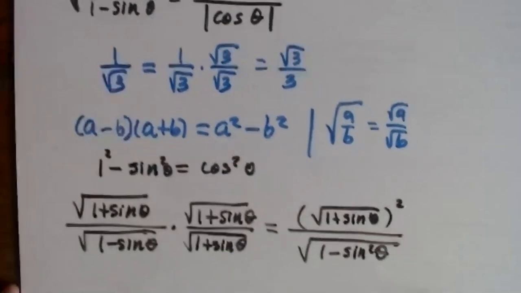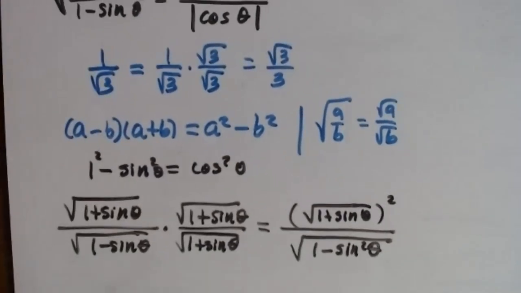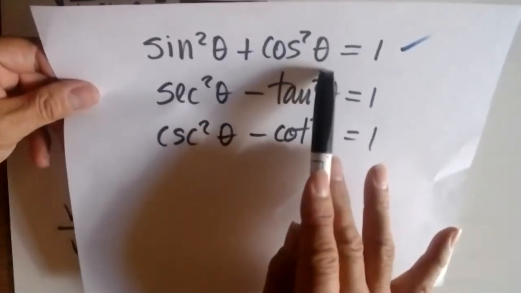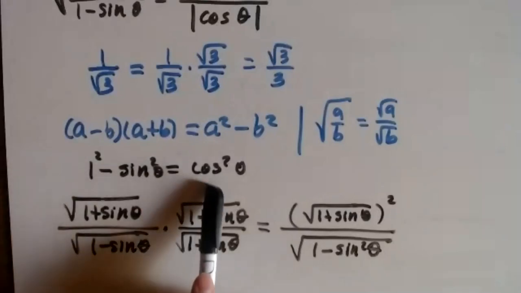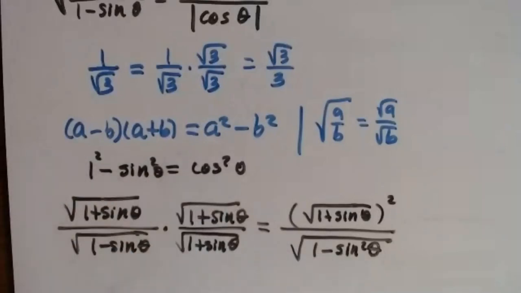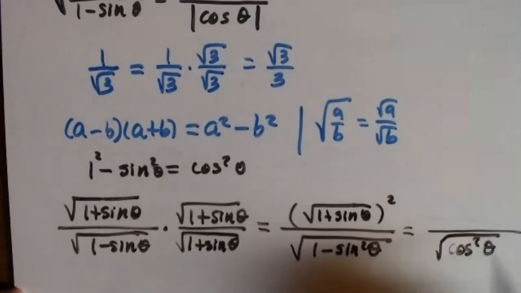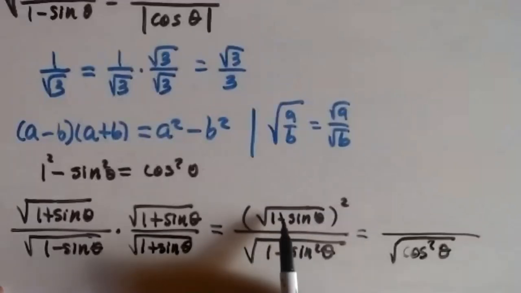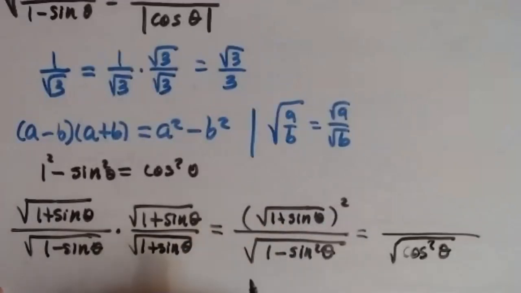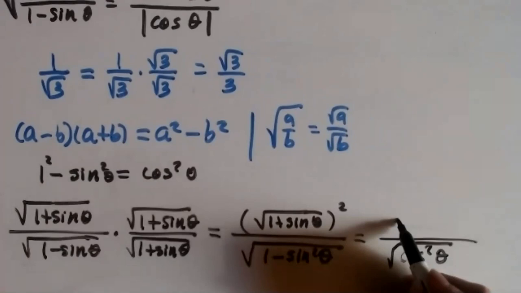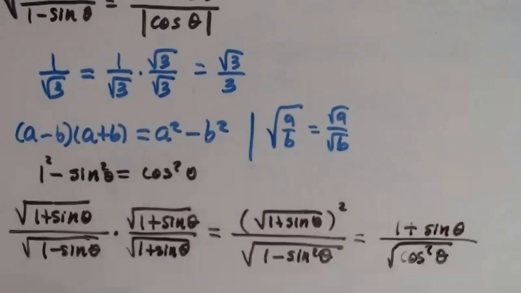Okay? Now I'm going to use my trigonometry. Sine squared plus cosine squared is 1. So 1 minus sine squared is cosine squared. So I'm going to change this to cosine squared. So in the denominator, it's the square root of cosine squared theta, correct? And what happened at the top? I'm squaring the square root, so these cancel out. So I have 1 plus sine theta, correct?